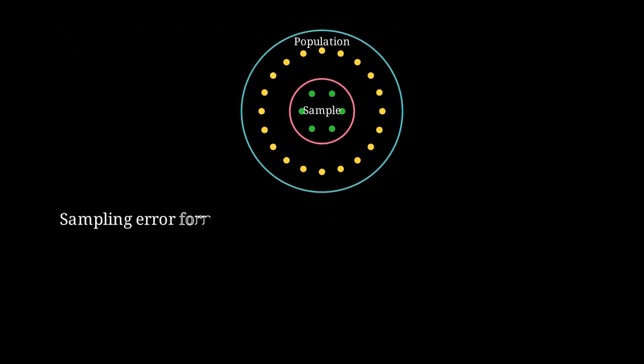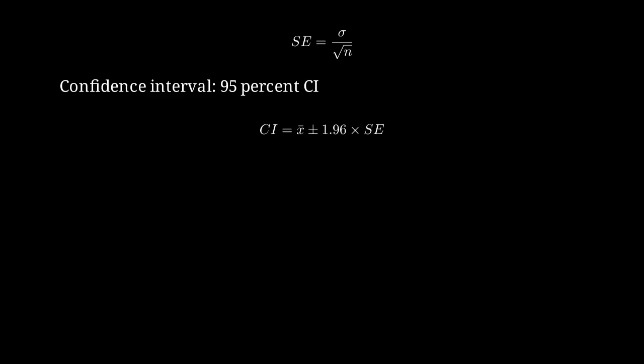The sampling error formula tells us how precise our estimates are. Standard error equals population standard deviation divided by square root of sample size. We construct confidence intervals to quantify uncertainty in our estimates. The 95% confidence interval is the sample mean plus or minus 1.96 times the standard error.